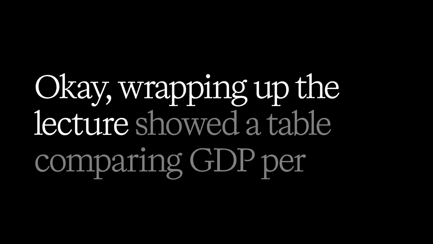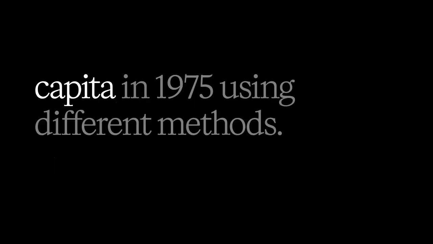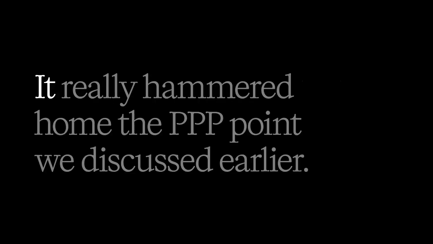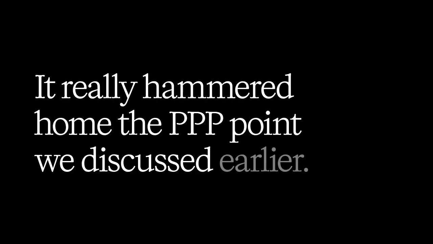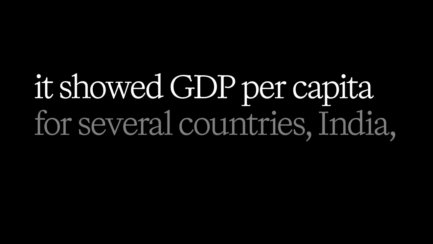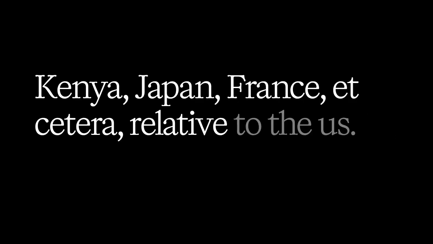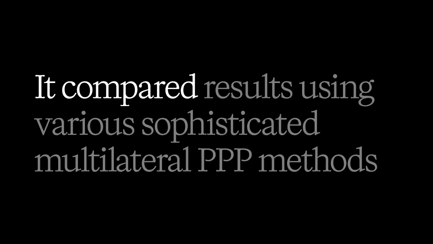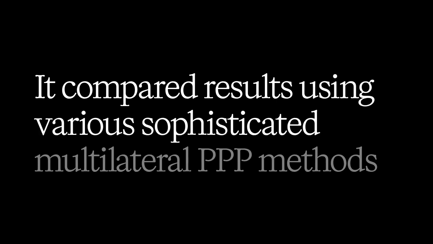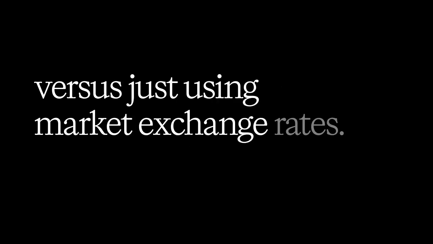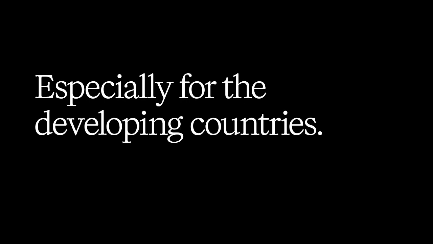Okay, wrapping up. The lecture showed a table comparing GDP per capita in 1975 using different methods. What did that illustrate? It really hammered home the PPP point we discussed earlier. Yeah. It showed GDP per capita for several countries, India, Kenya, Japan, France, etc., relative to the U.S. It compared results using various sophisticated multilateral PPP methods versus just using market exchange rates. And the difference was big. Huge, yeah, especially for the developing countries.